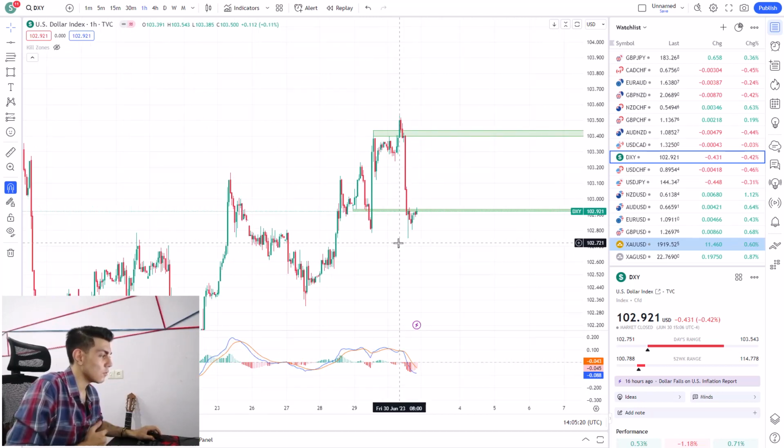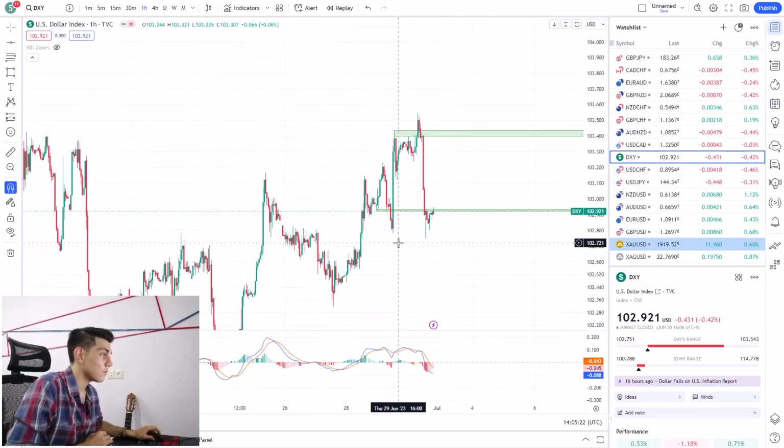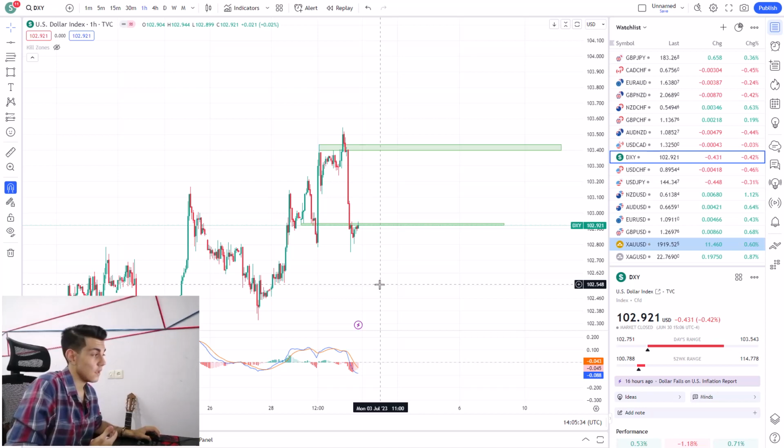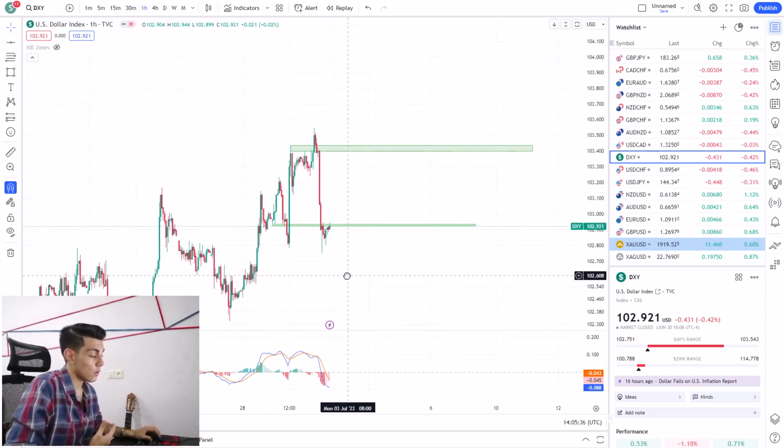So the next move that we hope for DXY to do is to come a little bit more to the upside and then start with a really stronger move to the downside. So the overall look will be bearish.